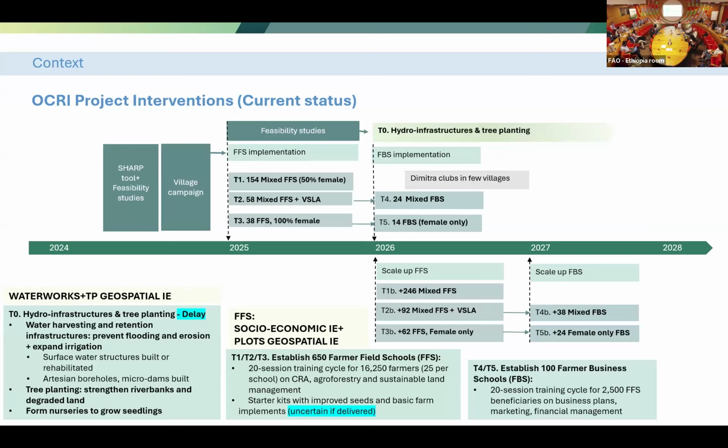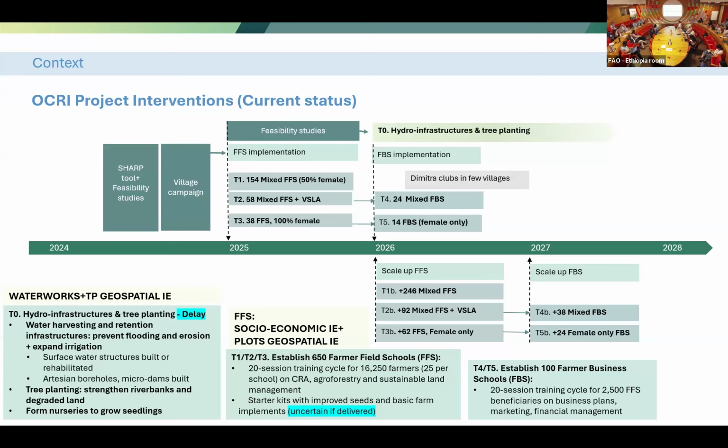The first part is the waterworks and tree planting geospatial impact evaluation that we want to do. At the top you can see the feasibility study that we're implementing in 2025, and then the project starts interventions in 2026. These interventions are to prevent floods and erosion and expand the irrigation areas. There is also the construction of micro dams and the rehabilitation of other dams. In terms of tree planting, the idea is to stabilize the river banks and restore degraded lands. This is mostly what we have.